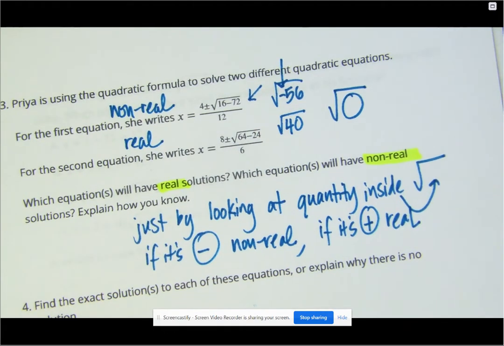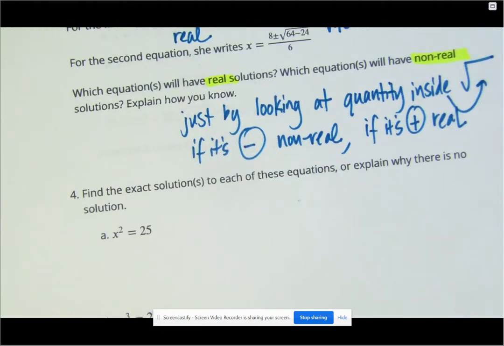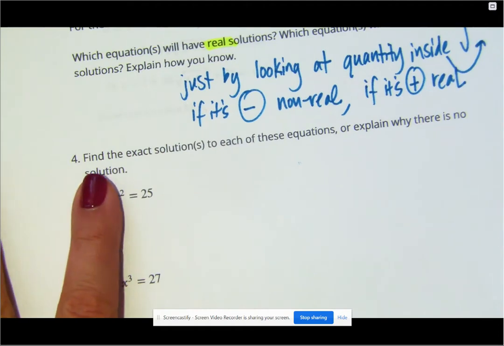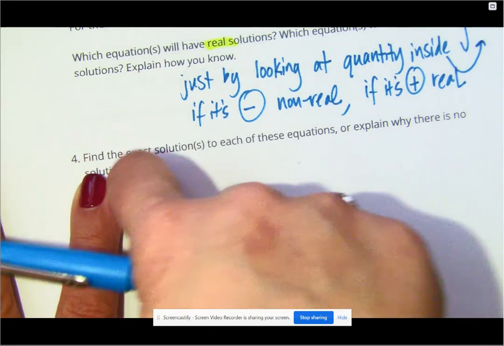All right, number 4, find the exact solutions to each of these or explain why there is none. So this is still what we're working on now, but it touches back a little bit to what we were doing at the beginning of the unit. You know, think about it. You can do this one mentally. What numbers or how many should square to make 25? There's going to be 2 solutions. There's 2 numbers that can make a positive.